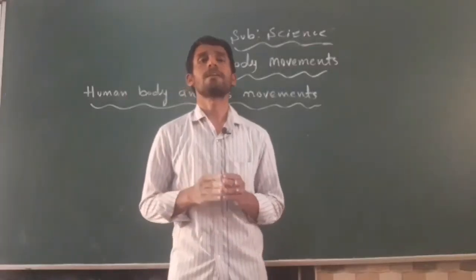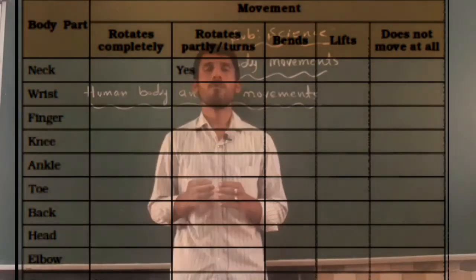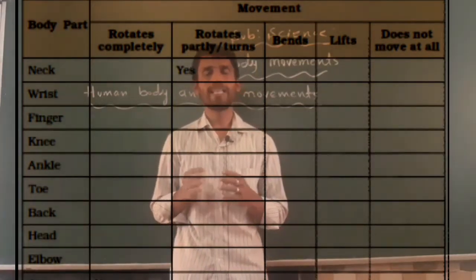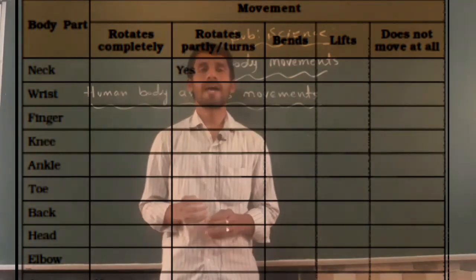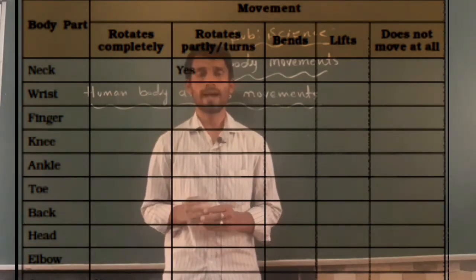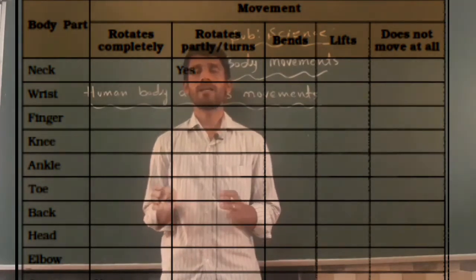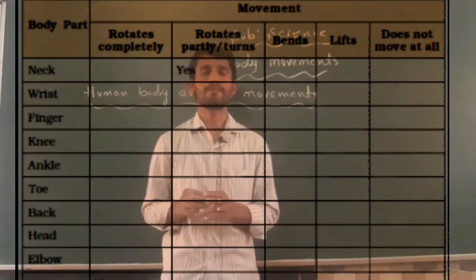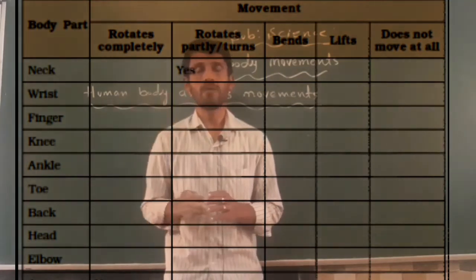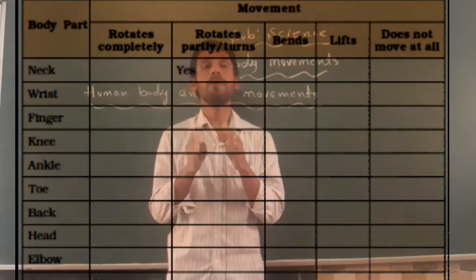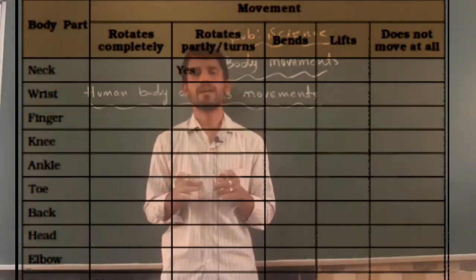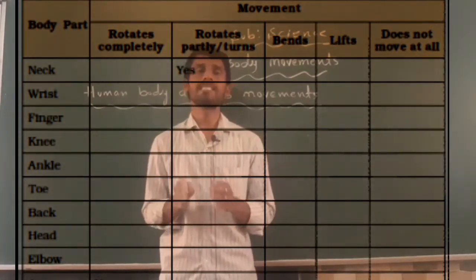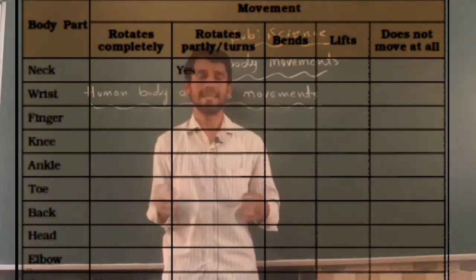Dear friend, let us see this Table 8.2, Movements in our body. In one column we have body parts: neck, wrist, finger, knee, ankle, toes, back, elbow, head and arm. In the second column we have movements: which parts completely rotate, which rotate partly, which are able to bend, and which parts of the body do not move. We have this table; you discuss with your friend and complete it.